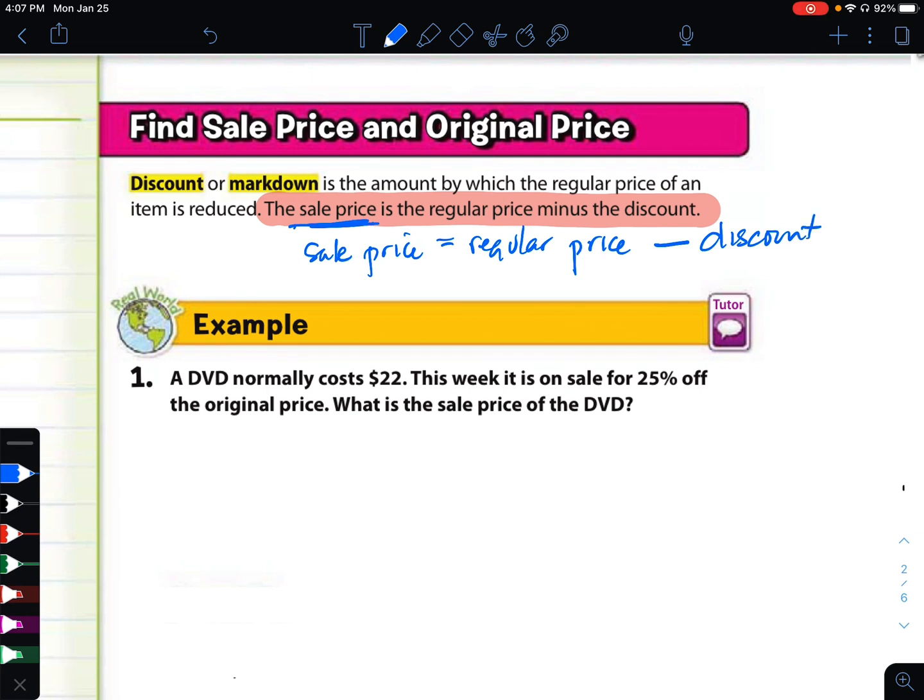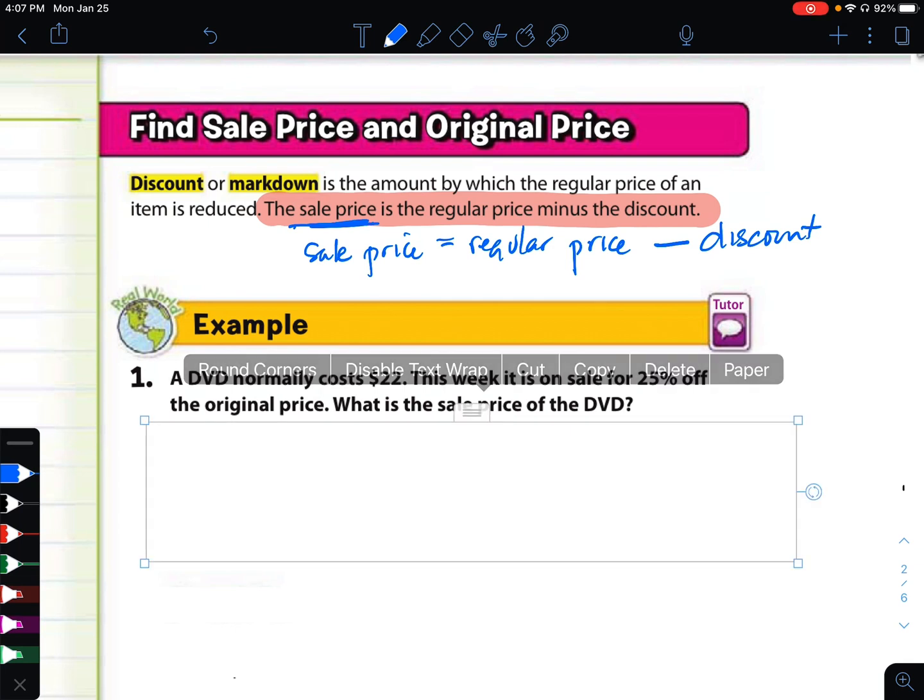Okay, let's see how this works. In example number one, a DVD normally costs $22. This week it is on sale for 25% off the original price. What is the sale price of the DVD?